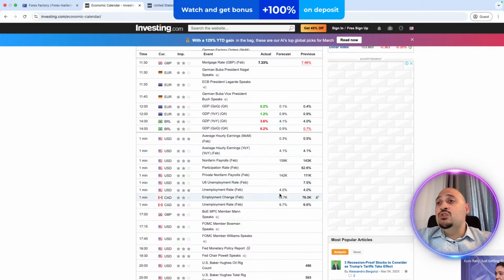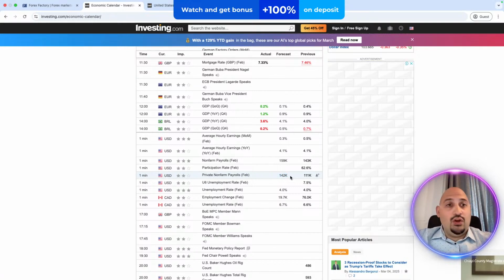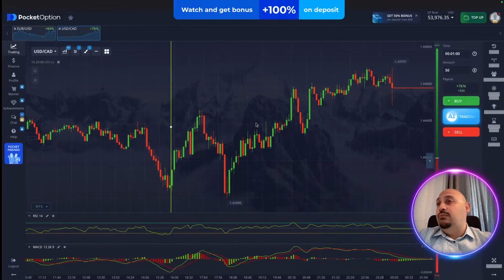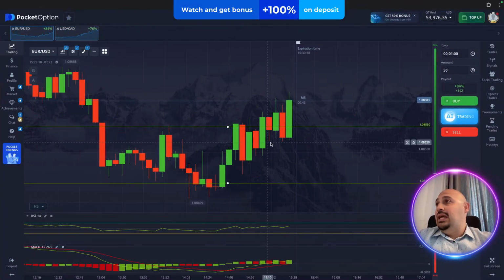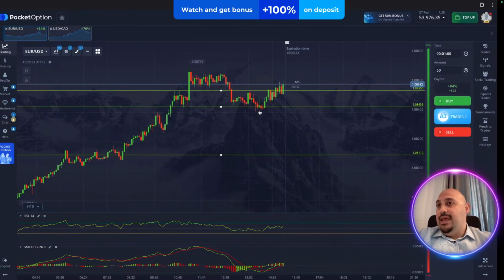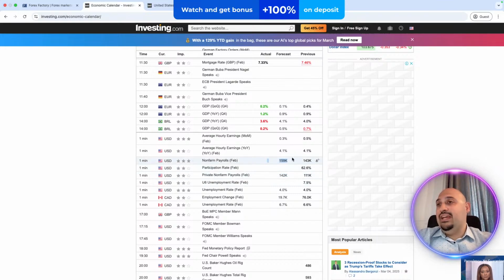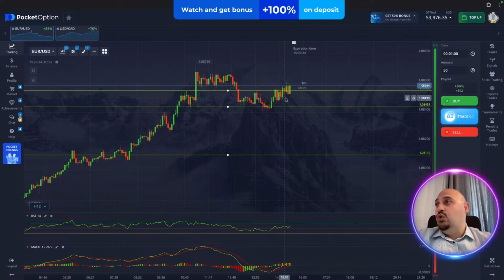Now, because we always have forecasts, at this moment we have 142,000 new jobs forecasted and they're going to be released within the next minute. If the number comes higher than this, significantly higher, we would very likely see the euro weaken against the dollar. If we see this number less than the 142,000 jobs, significantly less, it could impact the US dollar, and we could actually see the euro rip against the dollar and go higher.